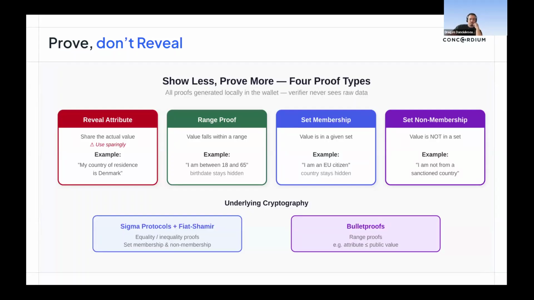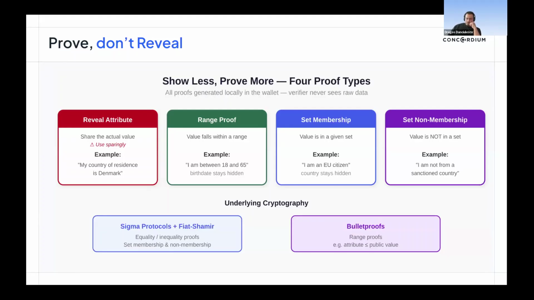For the first proof, this is the one that we recommend to use sparingly: reveal attribute proofs. This will share the actual value. For example, you would be saying my country of residence is Denmark, let's say, or my name is Dragos.